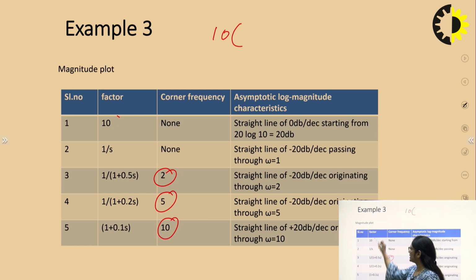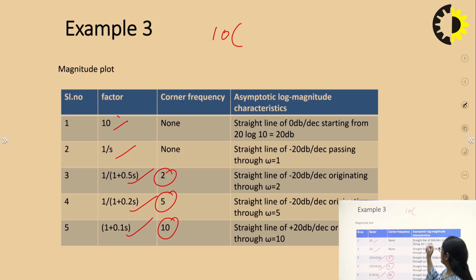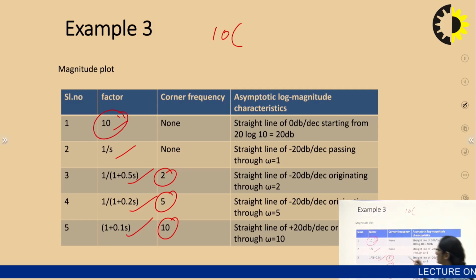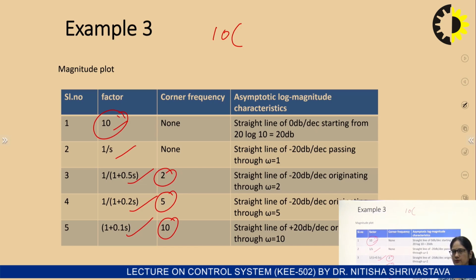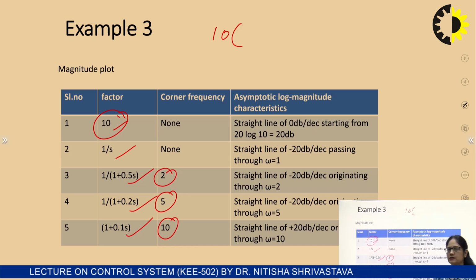So, corresponding to that, what are the factors? In this case, we have a constant, we have a pole at the origin, and this is corresponding to a simple pole, this is corresponding to a simple 0. So, what will be the asymptotic log magnitude characteristics? It will be a straight line of 0 dB starting from 20 log 10, since this factor is 10, and for this we will be having a pole. The slope is minus 20 dB per decade and its value is 0 dB at omega equal to 1.